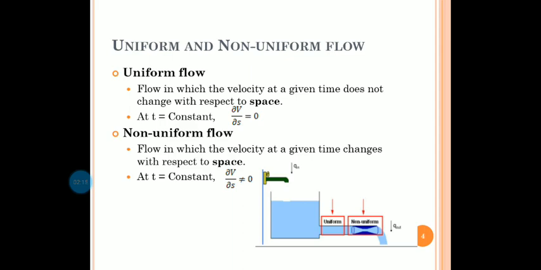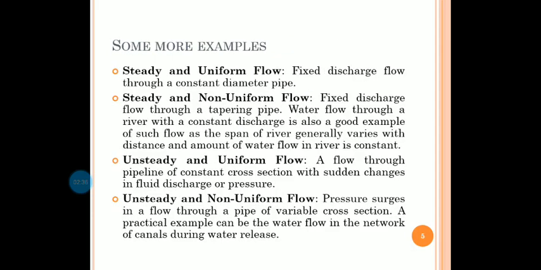In this diagram, we can also see that wherever the cross section of the pipe is constant, then the flow is uniform. But the region where the cross section of the pipe is varying, the flow is non-uniform. We can understand these two types of flow with more examples.